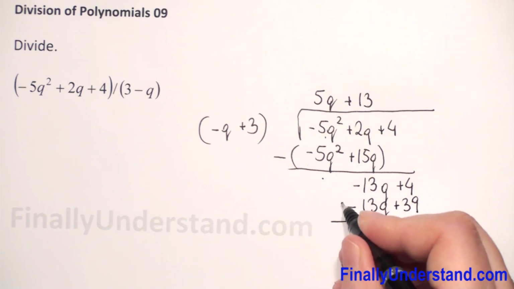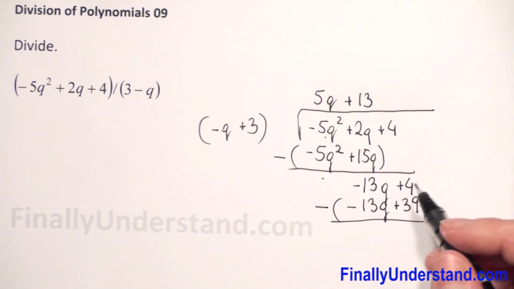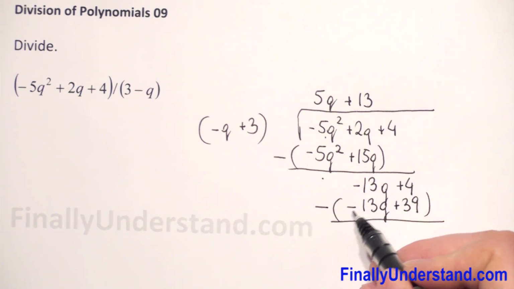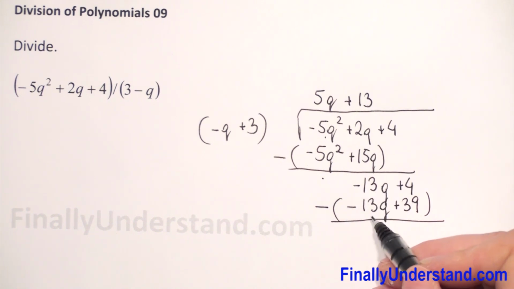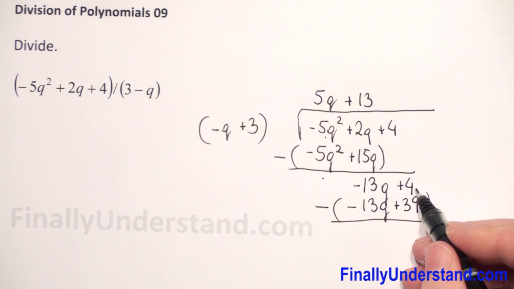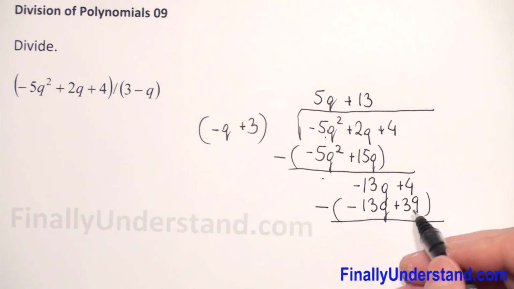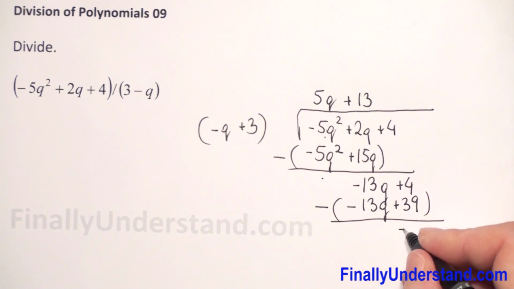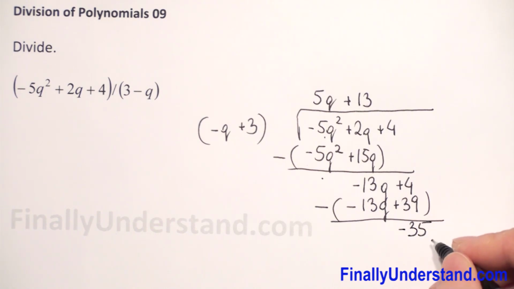Now we have to do subtraction. Negative and negative give me positive, so negative 13q plus 13q is 0. We don't have to write that. 4 minus 39 is negative 35.